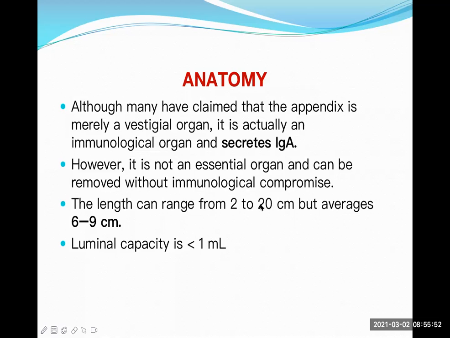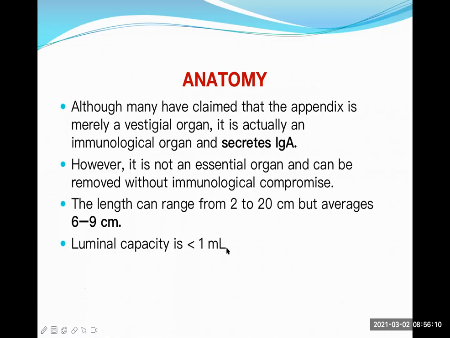Now, what is the length of the appendix? See this, it is highly variable. It ranges from 2 to 20 centimeters, but normally on average, it is around 6 to 8 centimeters. So in some people, it is as long as 20 centimeters. That is a very long appendix.